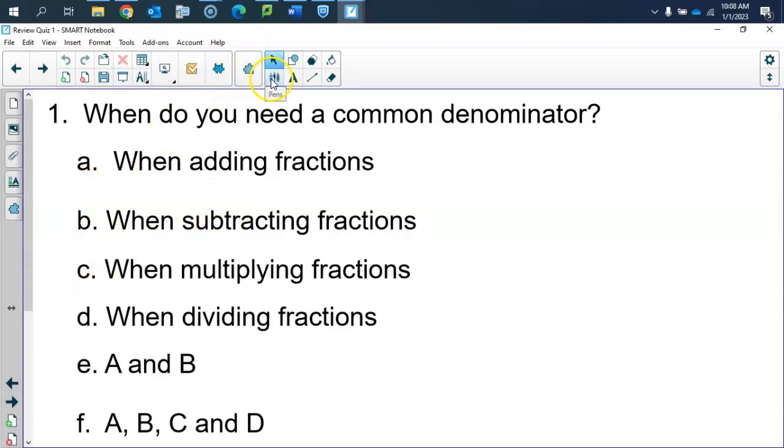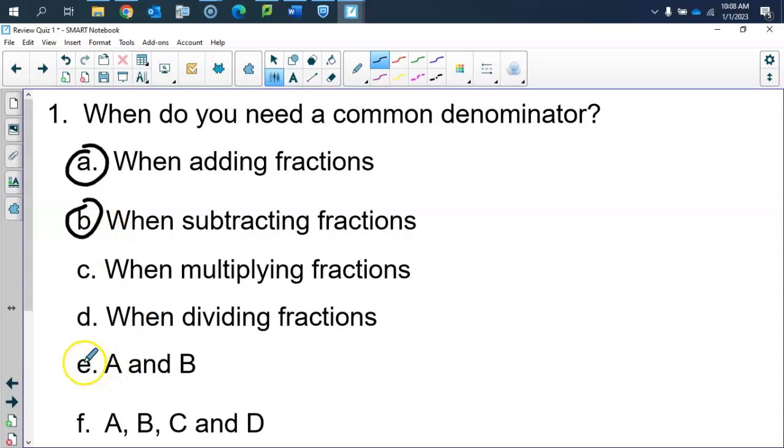All right, we need a common denominator when you're adding or subtracting fractions. Adding, subtracting. And we don't need it when multiplying and dividing. Don't need it when multiplying and dividing. So the answer should have been E, A, and B.